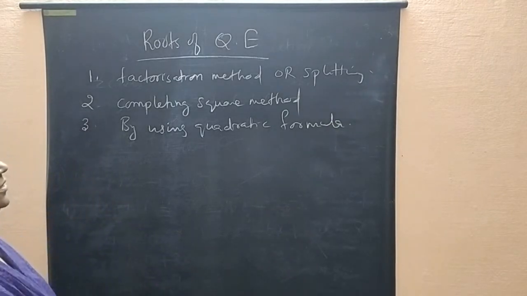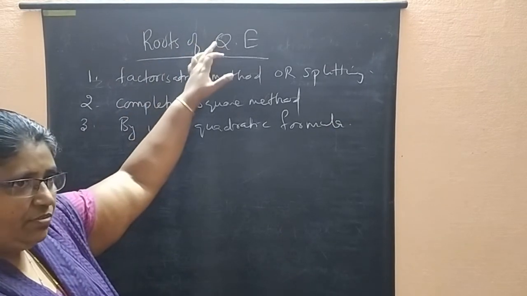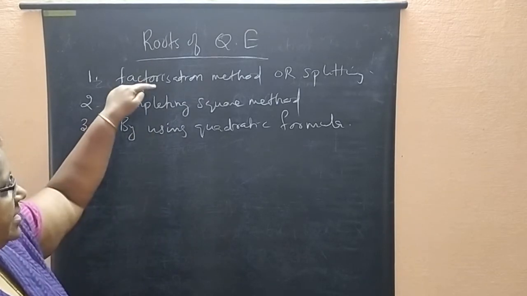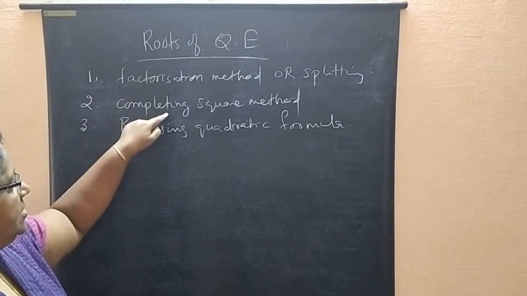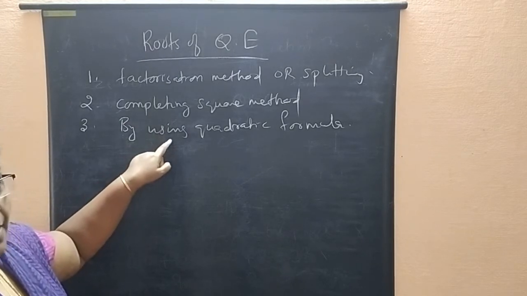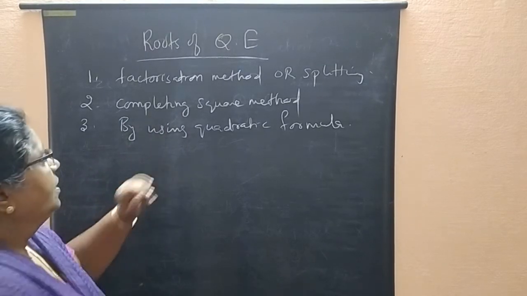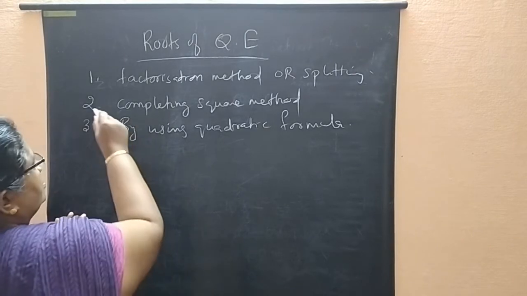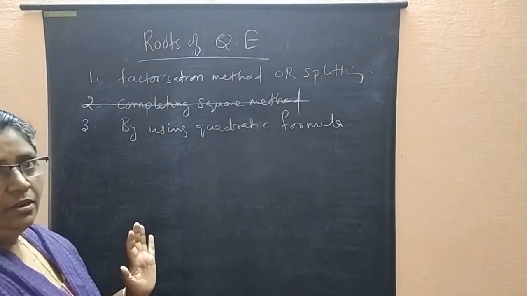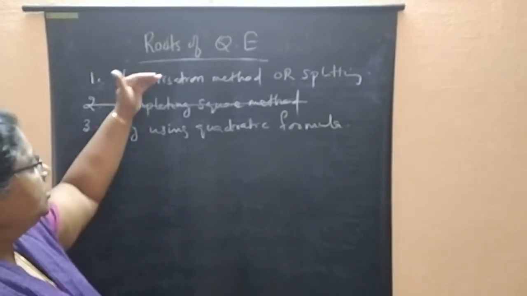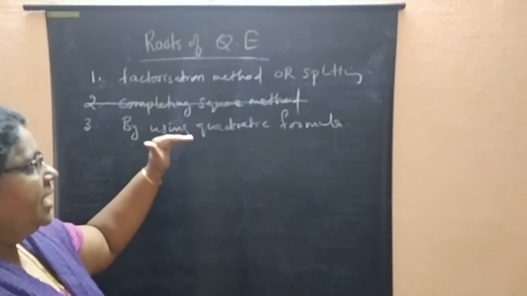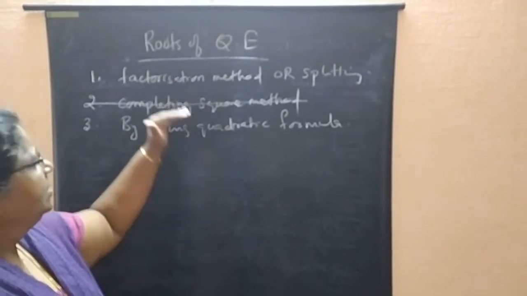For finding the roots of the quadratic equation, there are three methods: factorization method, completing square method, and by using the quadratic formula. But now this completing square method is deleted. No need of studying it. Only two methods are there: factorization method and quadratic formula.